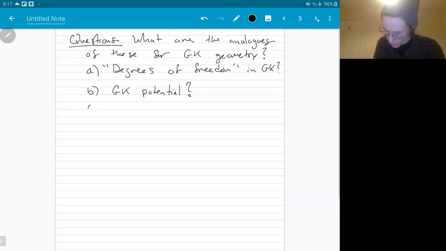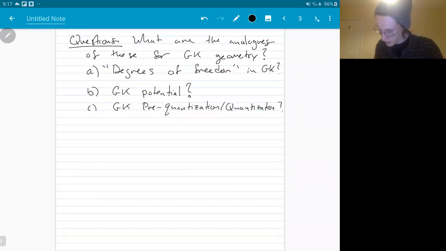And then a third question is, what is the pre-quantization or even quantization for generalized Kähler structures? Yeah, so I'm going to try to answer at least the first two. Maybe I'll get to the third one as well.